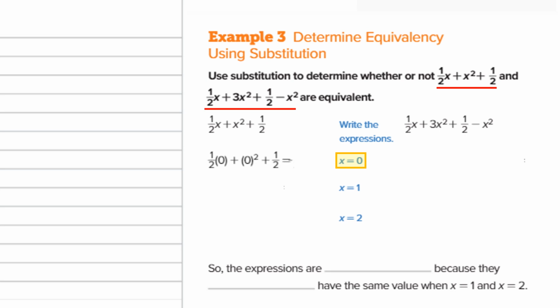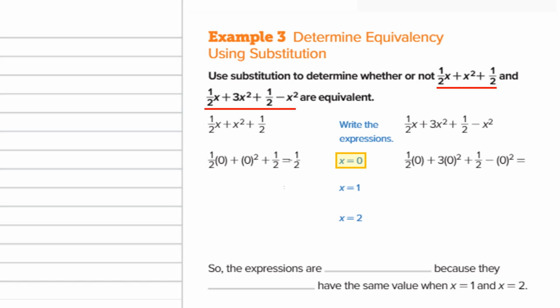So I have 1/2 times 0 plus 0 squared plus 1/2. Well, 1/2 times 0 is 0 plus 0 squared, which is 0 plus 1/2. That just gives me 1/2. What if I plug in with 0 over to the right? So 1/2 times 0 plus 3 times 0 squared plus 1/2 minus 0 squared.